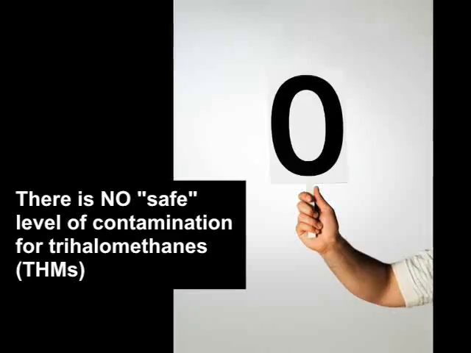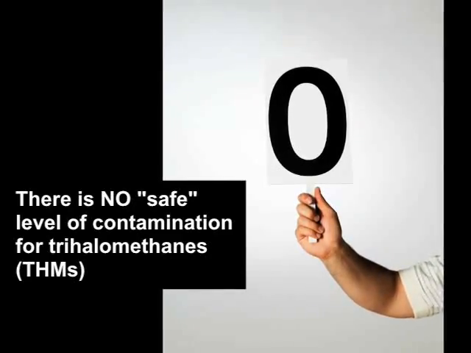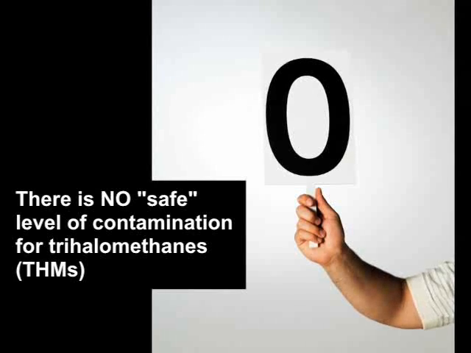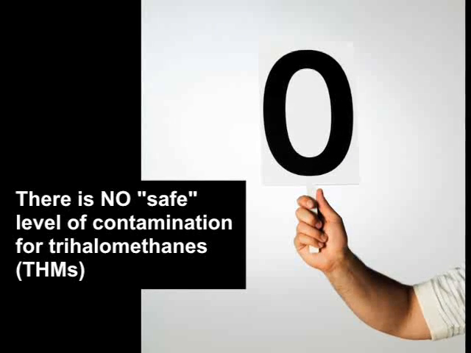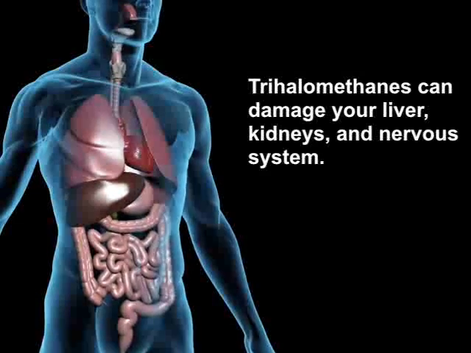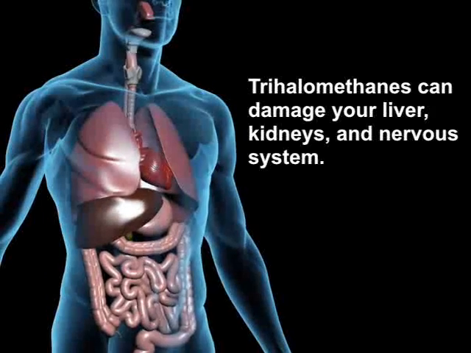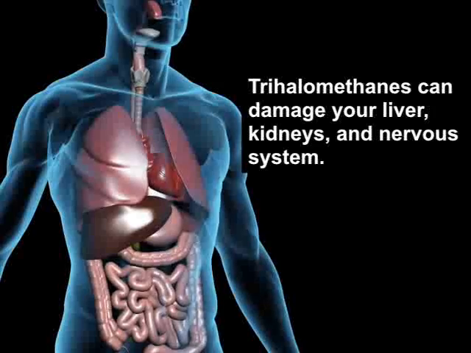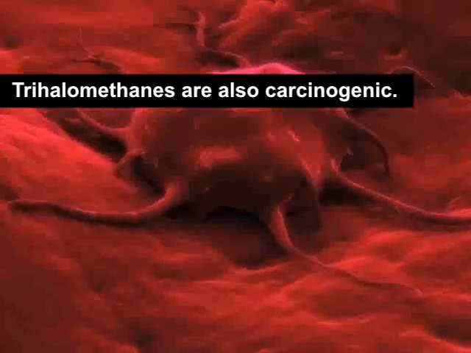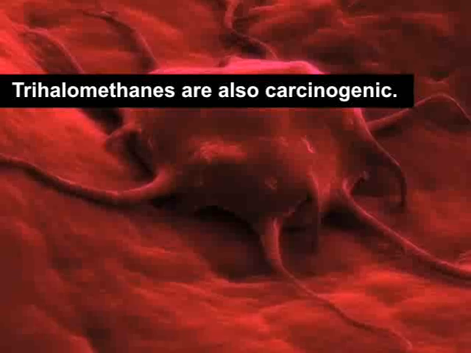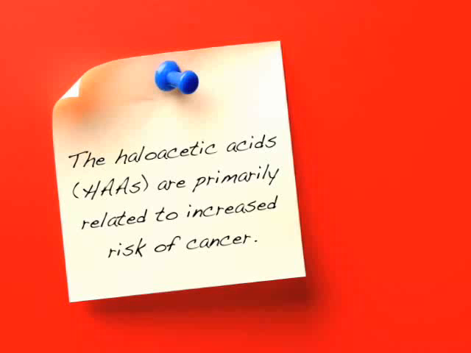Also, just to let you know, the maximum contaminant level goal, which I spoke about earlier, is what we wish we could do, but we can't. For trihalomethanes it is 0. There is no safe level. The trihalomethanes are also related to liver, kidney, and nervous system problems, in addition to the carcinogenic issue. And the haloacetic acids, the HAAs, are primarily related to increased risk of cancer.